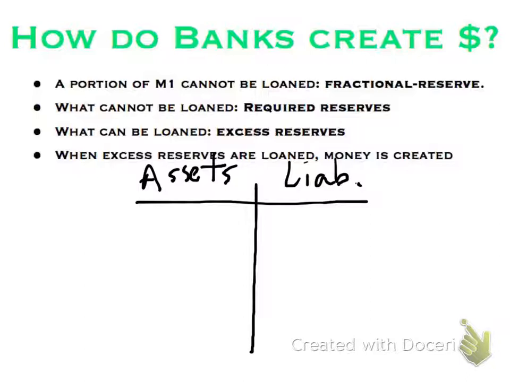Now let's do a simple example where I go and deposit $100 into the bank. And that is now a liability of the bank to me. They owe me that money. If I wanted to withdraw it, they would have to give it to me. But that $100 is also now an asset. And I'm going to split the asset up into 2 different parts.